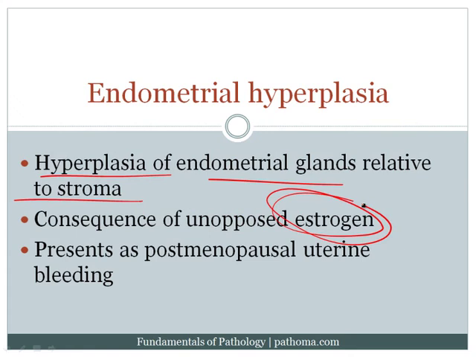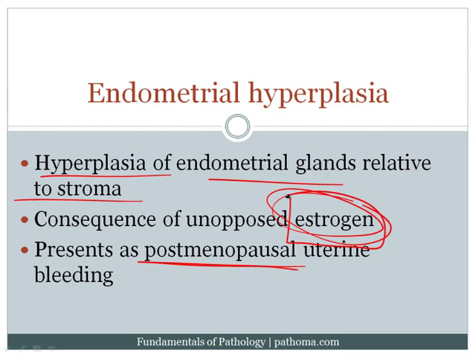What drives this process? Estrogen, estrogen, estrogen. This is a consequence of unopposed estrogen. So if a patient's got unopposed estrogen, meaning estrogen that's not followed by a progesterone phase, they develop endometrial hyperplasia. So it's classically seen in a postmenopausal woman because they would have stopped their progesterone phase because they're no longer menstruating, but they still are seeing some estrogen.